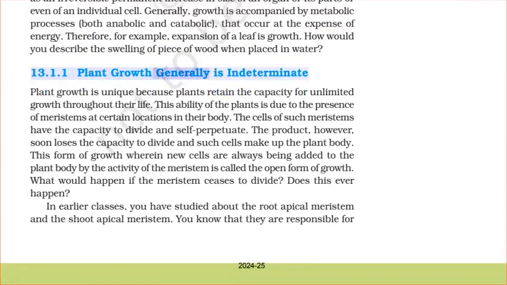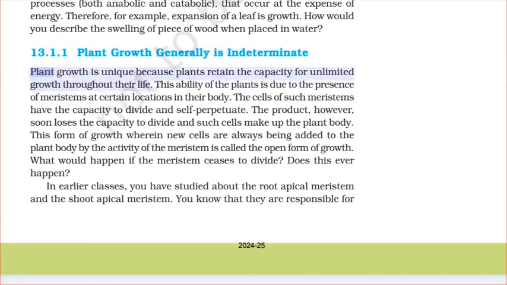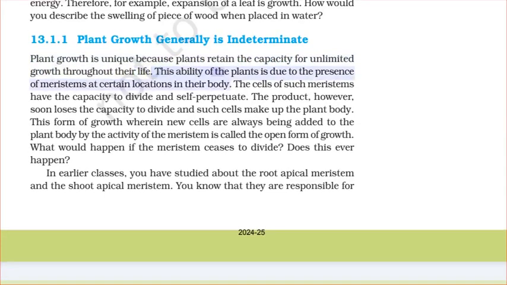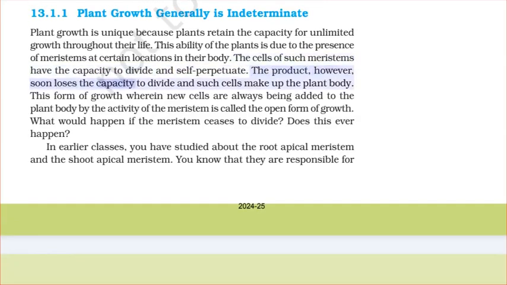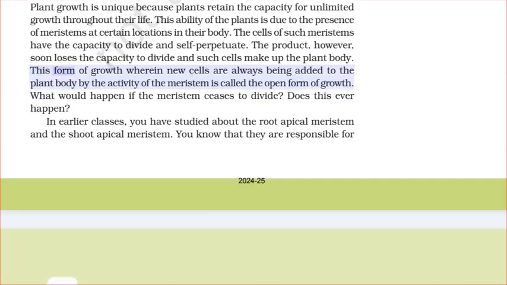13.1.1 Plant growth generally is indeterminate. Plant growth is unique because plants retain the capacity for unlimited growth throughout their life. This ability of the plants is due to the presence of meristems at certain locations in their body. The cells of such meristems have the capacity to divide and self-perpetuate. The product, however, soon loses the capacity to divide, and such cells make up the plant body. This form of growth, wherein new cells are always being added to the plant body by the activity of the meristem, is called the open form of growth.